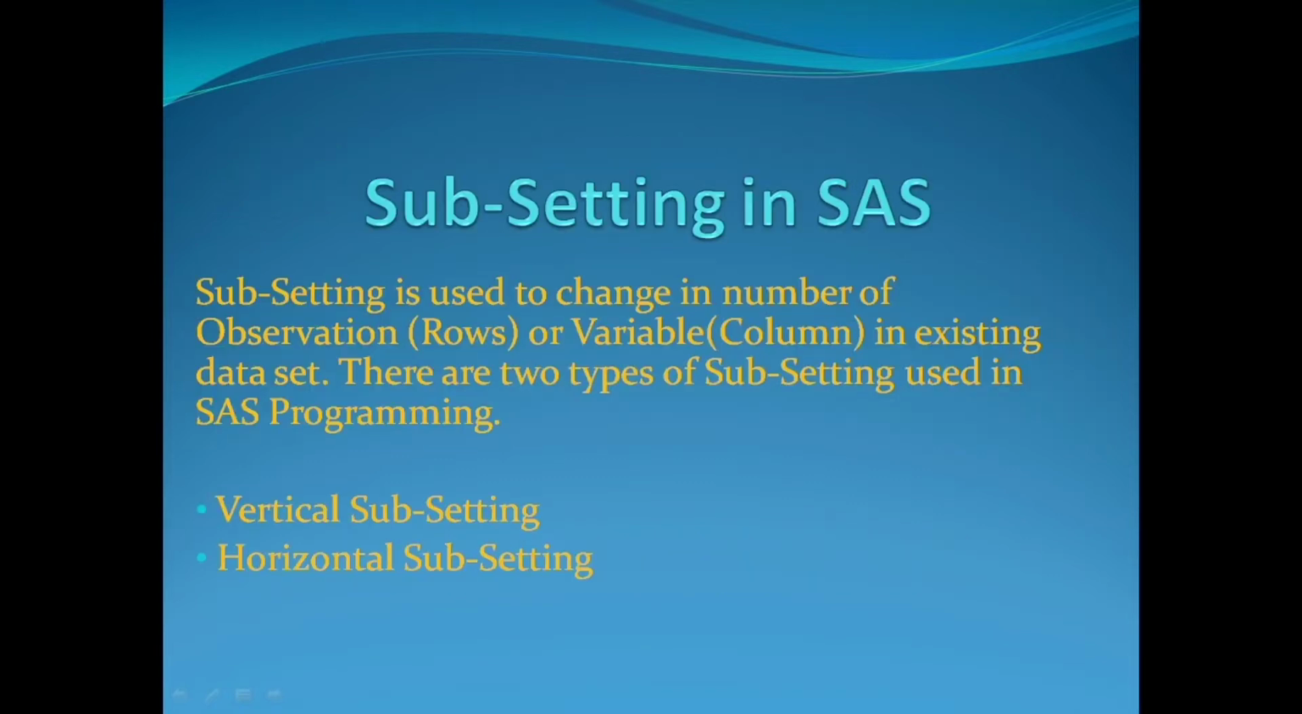Today's topic of our class is subsetting. This is a very important topic, as many interviewers start the interview questions from this topic. Subsetting is used to change the number of observations or variables in an existing dataset. There are two types of subsetting: vertical subsetting and horizontal subsetting.